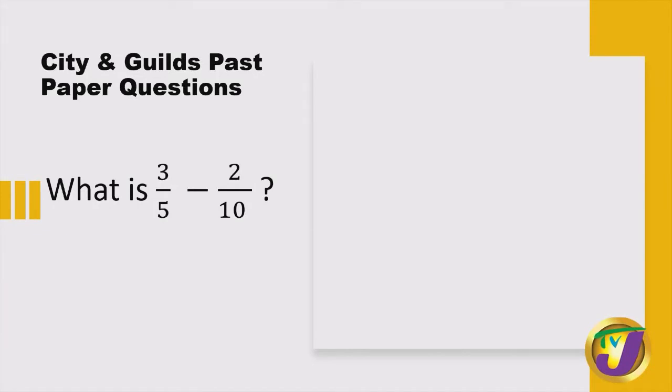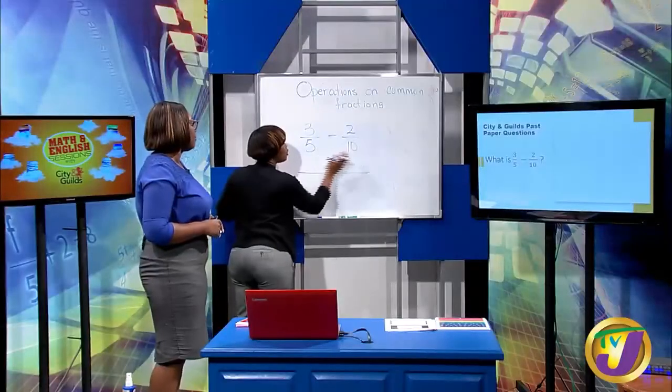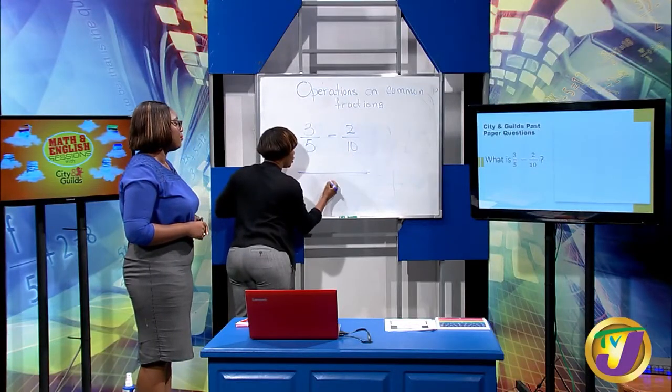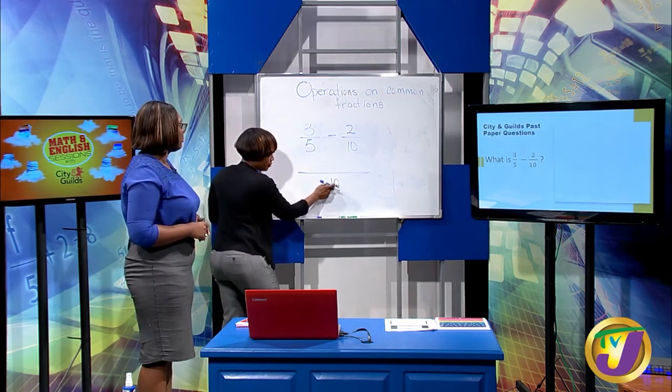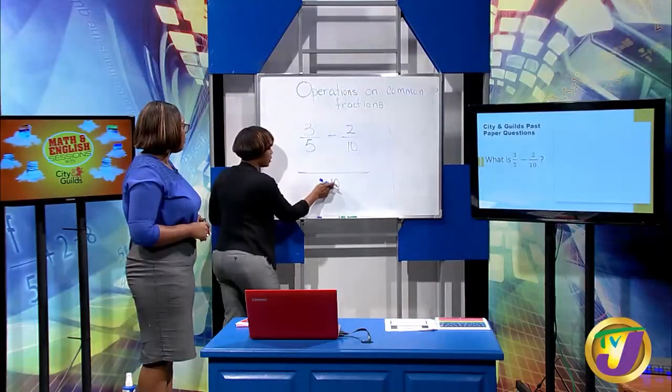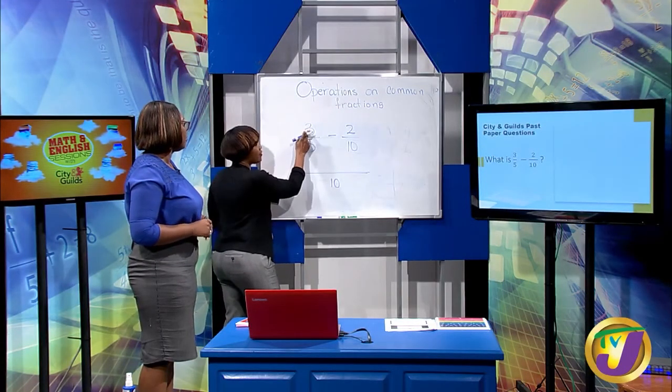We're going to make sure we're working with the same denominator. So you have been here before, 5 and 10, lowest common multiple, 10. How many tenths make a fifth? We said 2. Yes. How many fifths do we have?